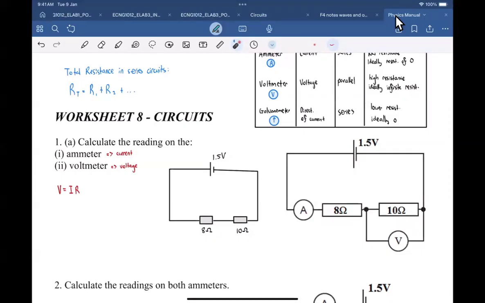Why do you say that so unsure? I want you to gain the habit of defending all your answers. Y'all got 0.0833333 recurring. Yeah, so that'll be 0.08 amps.